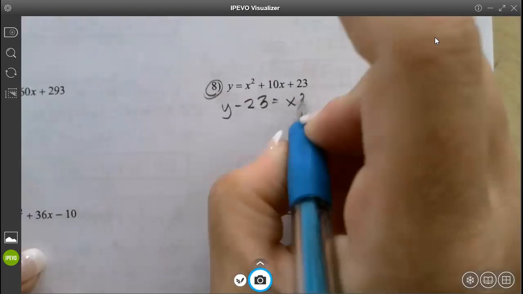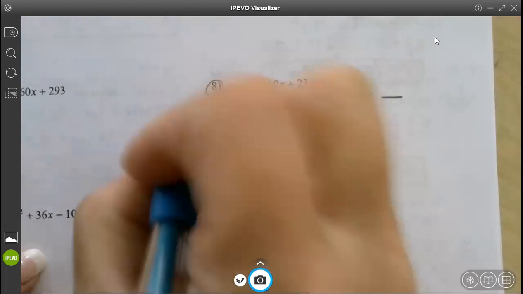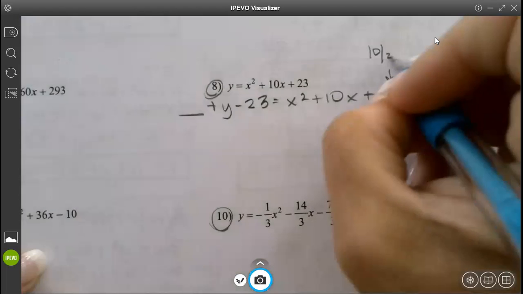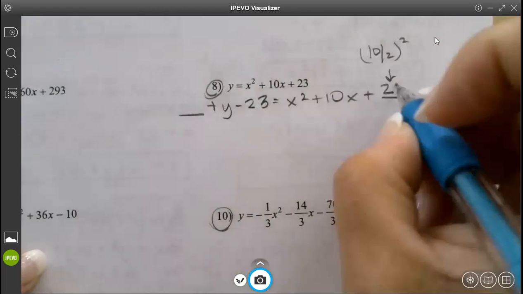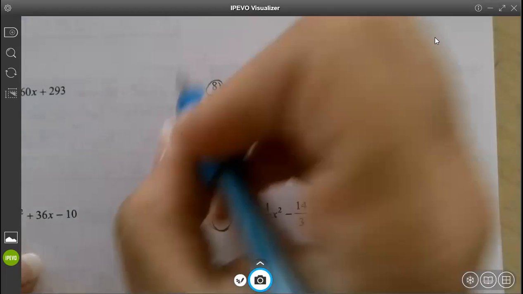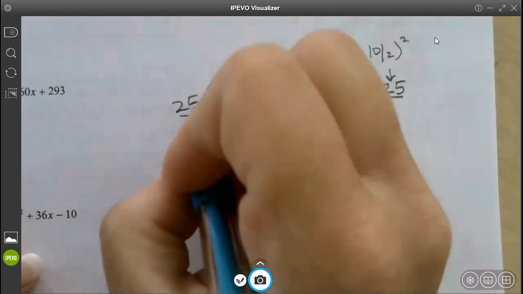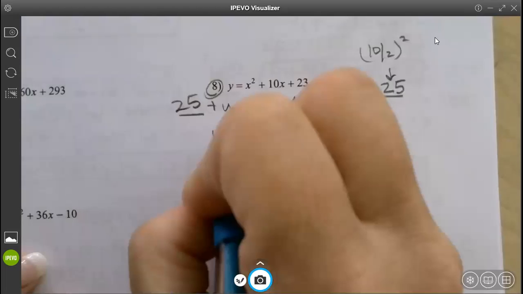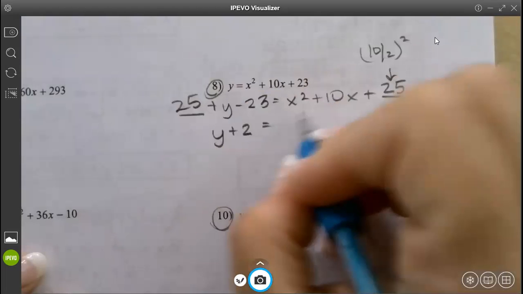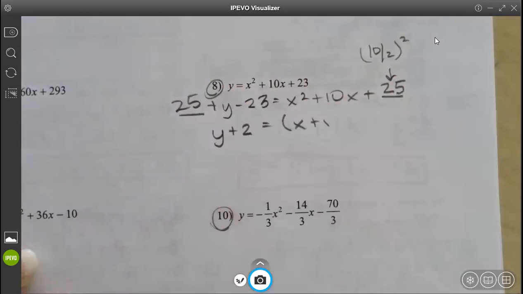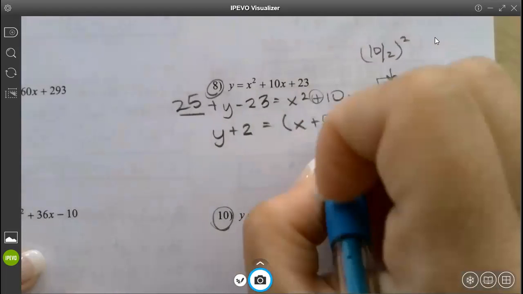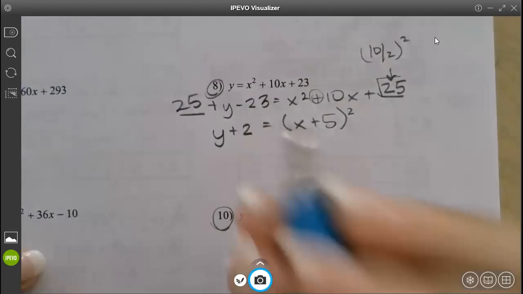We have x squared plus 10x. There's nothing to take out, so we can go ahead and put our blanks in. This blank is 10 divided by 2 squared, which is 25. We didn't pull anything out, so we just write 25 over here as well. 25 minus 23 is a positive 2. Rewrite this into x. It's a plus. Square root of 25 is 5. And then move your 2 over.